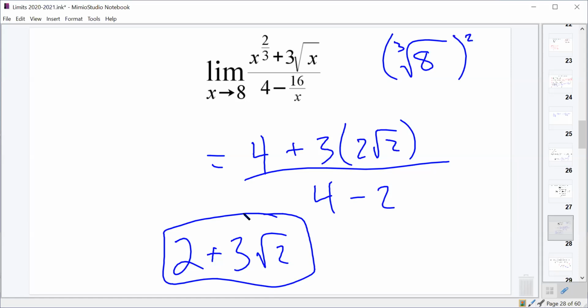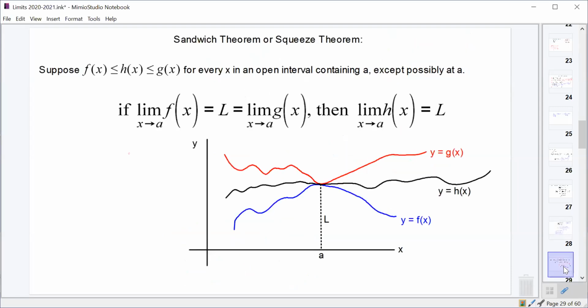Pretty straightforward one though. All right. How many of you think limits are easy so far? For the most part. Most of you, I hope. They're going to start getting more complicated now. So hopefully you're okay with that.